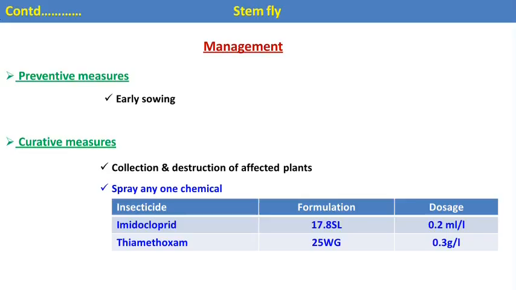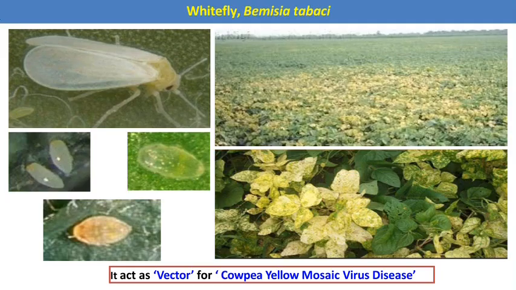Losses are caused by the maggots of the stem fly. For the management of the stem fly, we can adjust the sowing time to reduce the infestation of the stem fly. Then imidacloprid and thiamethoxam are the recommended insecticides against the stem fly.